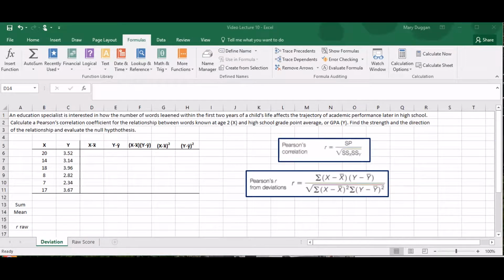In this video, we will discuss correlation. Correlation is the measure of association that we use for interval level data. I will walk you through calculating a Pearson correlation coefficient using the following problem from your textbook.